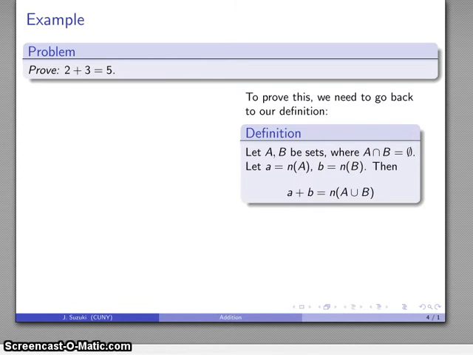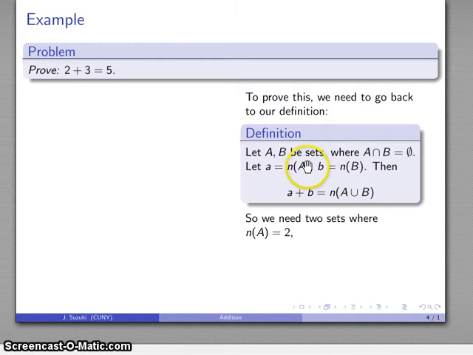Let A and B be sets where A intersect B is the empty set, A is the cardinality of the one, B is the cardinality of the other, and A plus B is the cardinality of the union. Well, that's what I need. I need 2 plus 3 equals 5. I need a 2. I need a 3. So what that says is I need two sets.